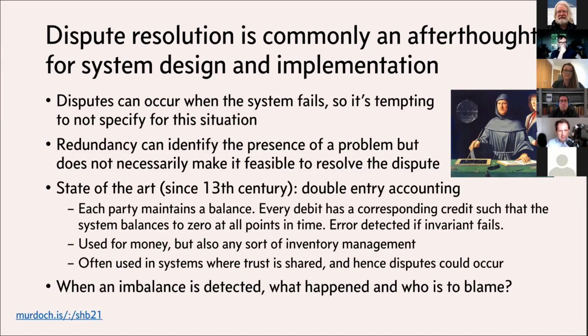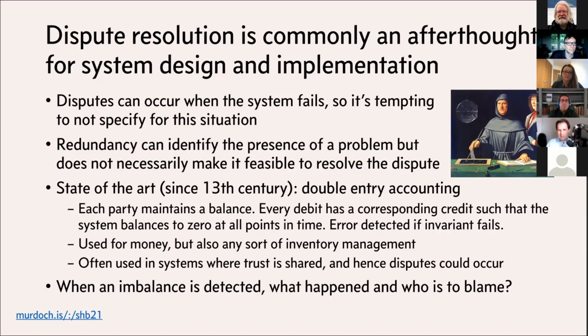This works by each party having a balance of stuff. It might be money, it could be something else. And you cannot create money out of thin air, you cannot destroy money, all you can do is move it between accounts that have these balances. Whenever there is a debit to one account, there's a credit to another account. At all points in time, the system should balance to zero. If you add up all the accounts, everything cancels out. If this is not the case, then there's an error.